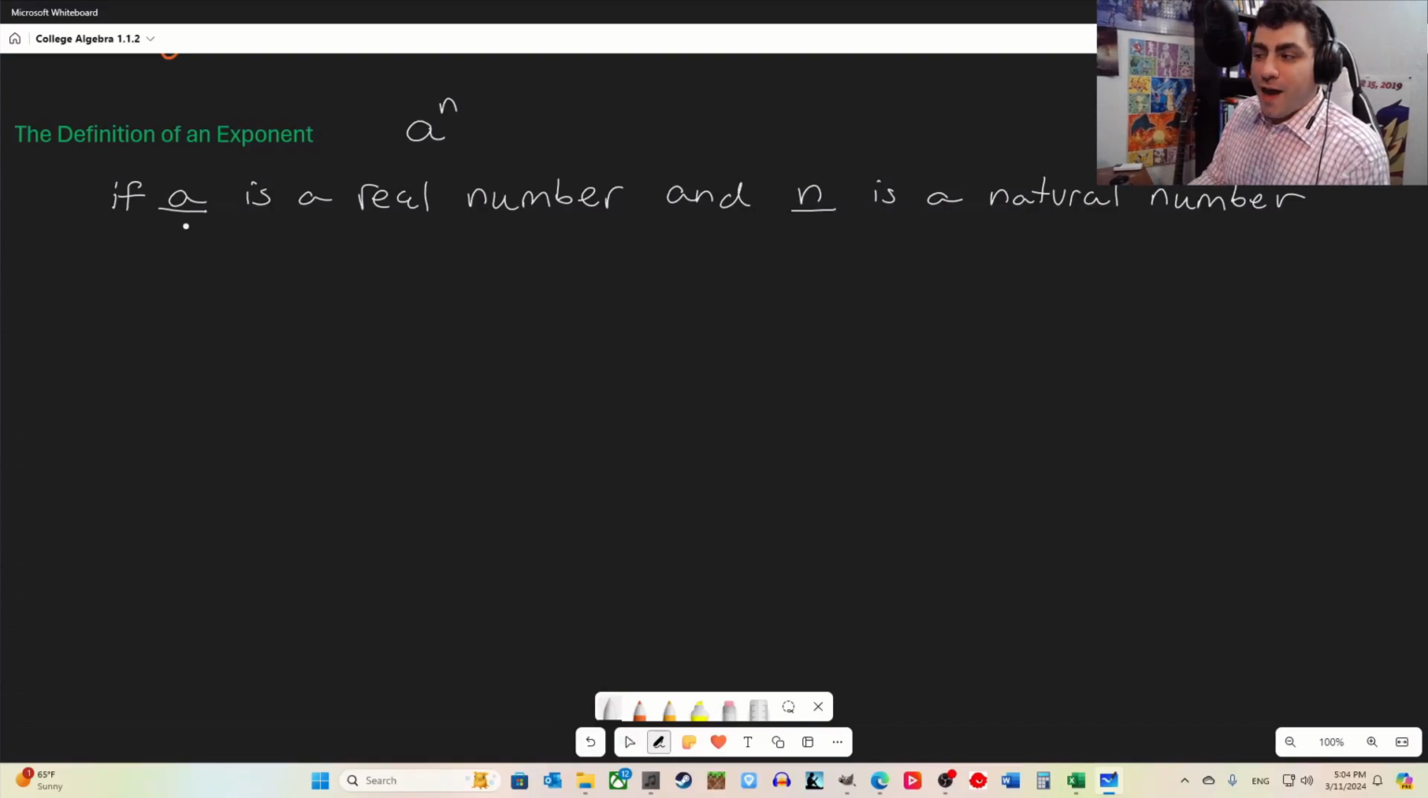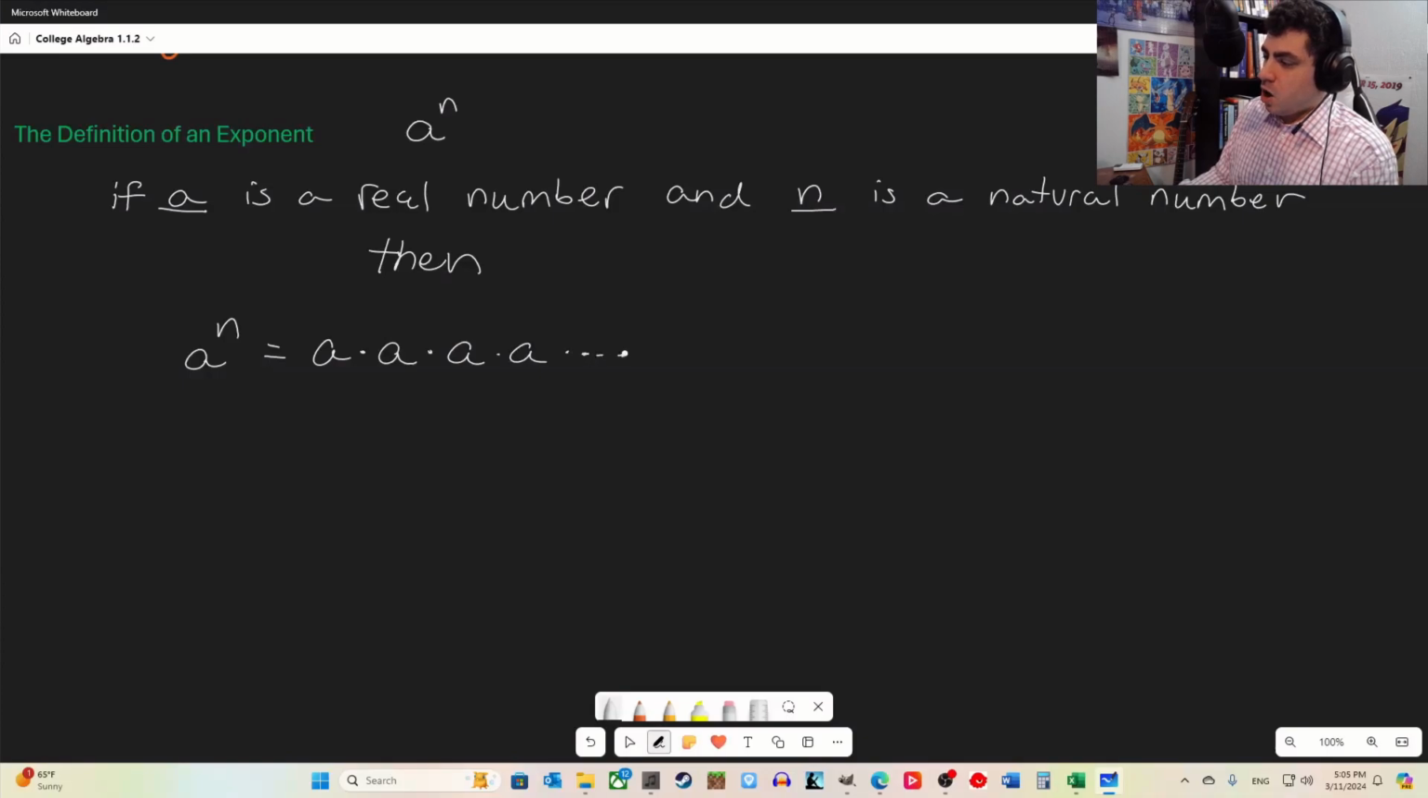So if a is a real number and n is a natural number, then a to the n equals a times a times a times a, all the way to times a, n times.